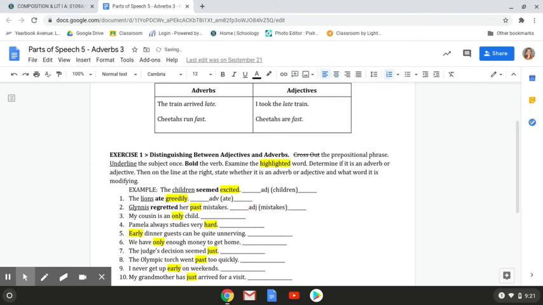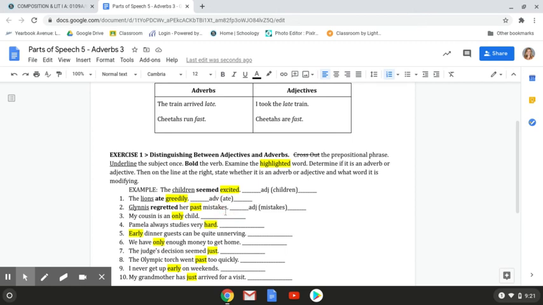Okay, so in number 1, the lions ate greedily. Lions is my subject, ate is my verb. Greedily is the word that is highlighted. Greedily, what is it modifying? Is it modifying the lions or how they ate? It's definitely modifying how they ate. It's not saying the lions were greedily. It's modifying how they ate. So ate is our verb, therefore greedily is our adverb, and it's modifying the word ate.